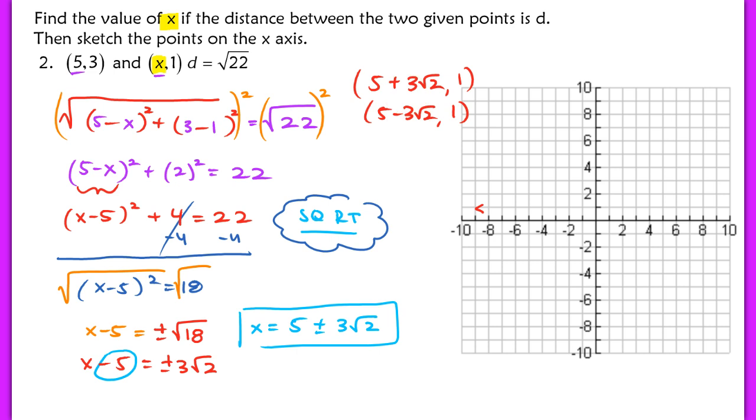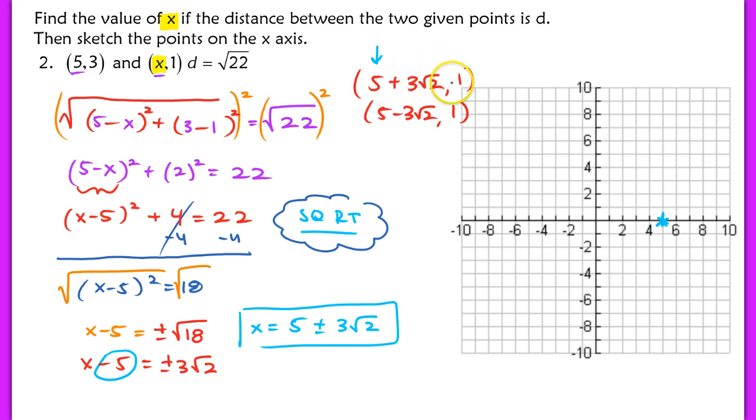So one of the skills that you're going to use a lot throughout the rest of this chapter is being able to graph points like this. So let's make sure we're able to do that. Now, when you graph 5 plus 3 root 2, you're going to start at 5. Okay, so we would start here. You don't mark a point there, but that's where you're going to start visually.